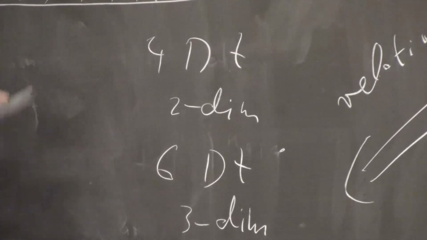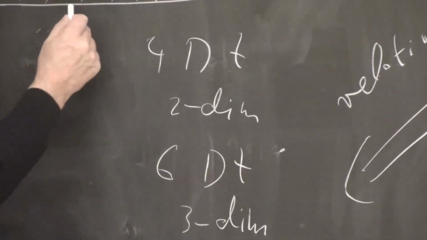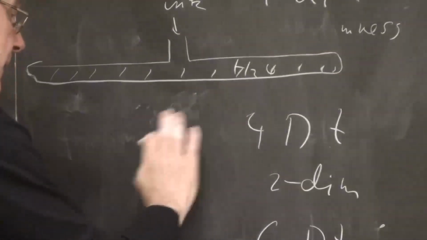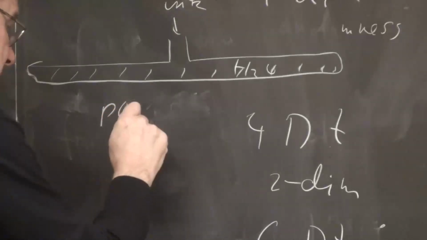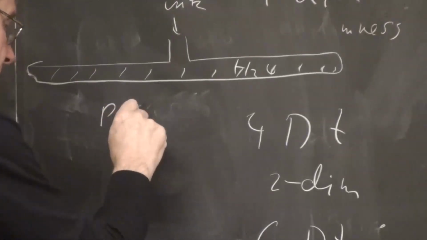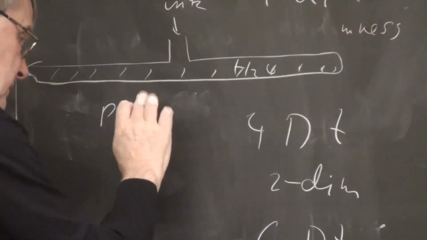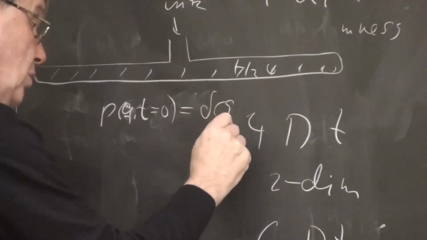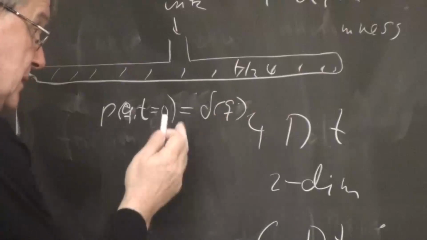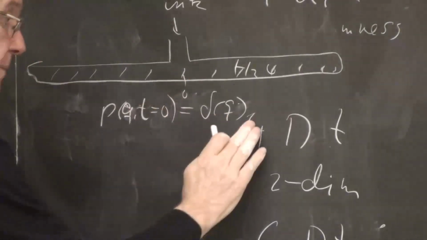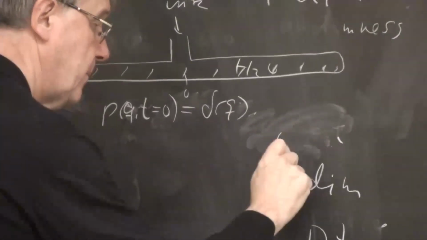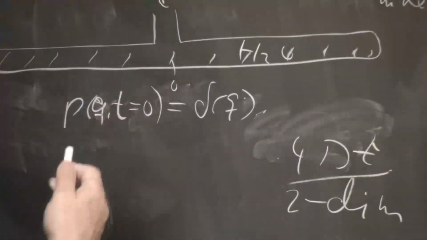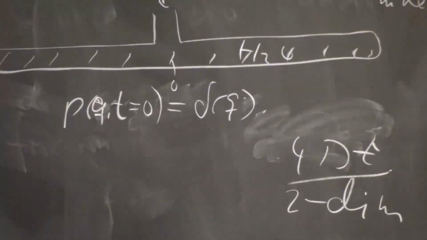And now what is the solution here for this ink drop? Initially, at t equals 0, the distribution p of q and t is delta of q minus 0. It's all here. This we call 0. So this is the initial condition. What is now the solution afterwards?